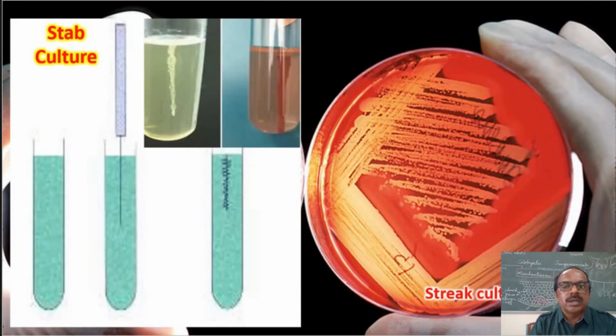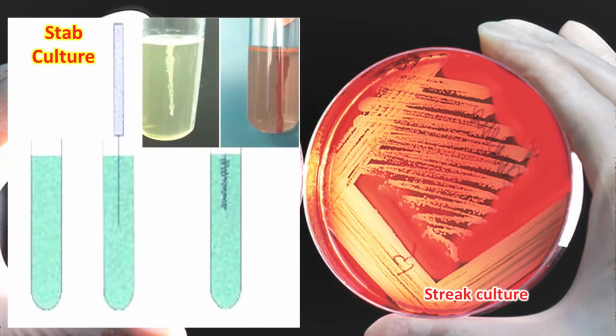So you can see the picture showing stab culture, where the inoculation loop is stabbed along with the microbes into the solid medium. On the right hand side, you are seeing the streak culture, where the bacteria are growing in the form of streaks.